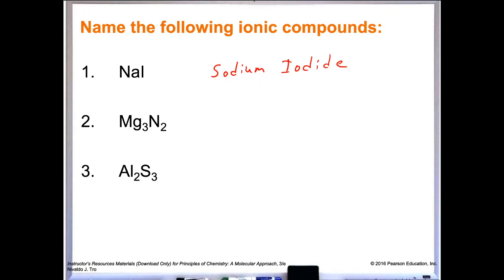The next one, Mg3N2. It doesn't matter that we have a 3 and a 2, because remember what we just talked about: we know what the charge of these are going to be, so there's no need to indicate in the name what the charge is or how many of them there are. Here we write magnesium. We have nitrogen, which becomes nitride. Next one, aluminum.